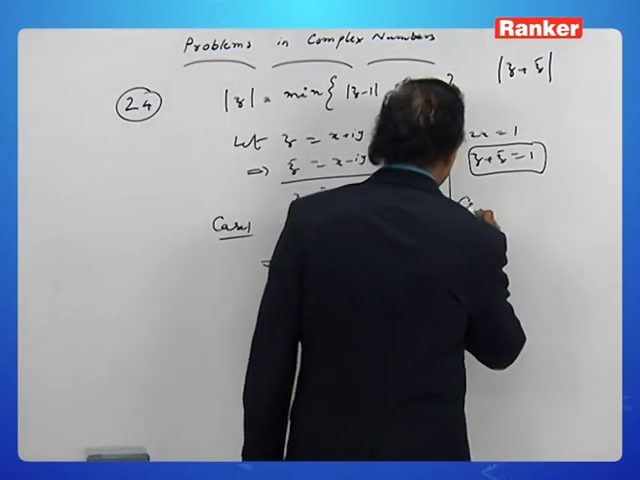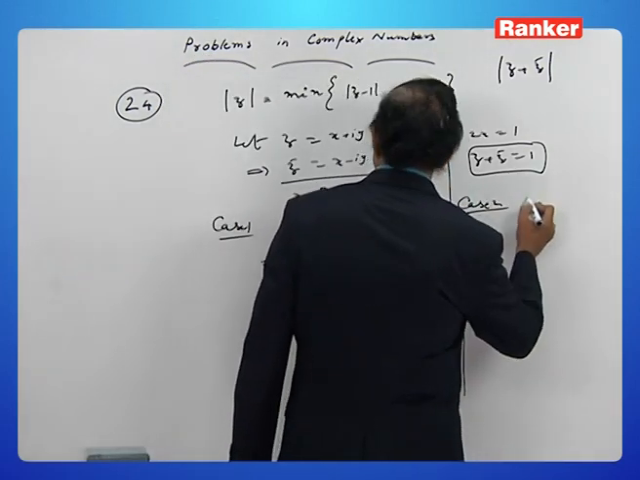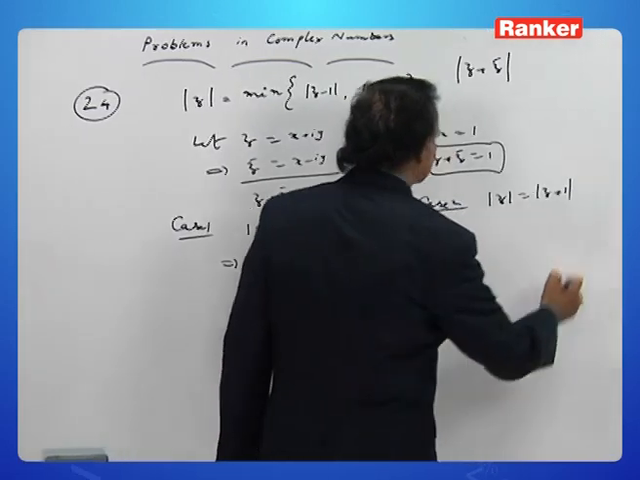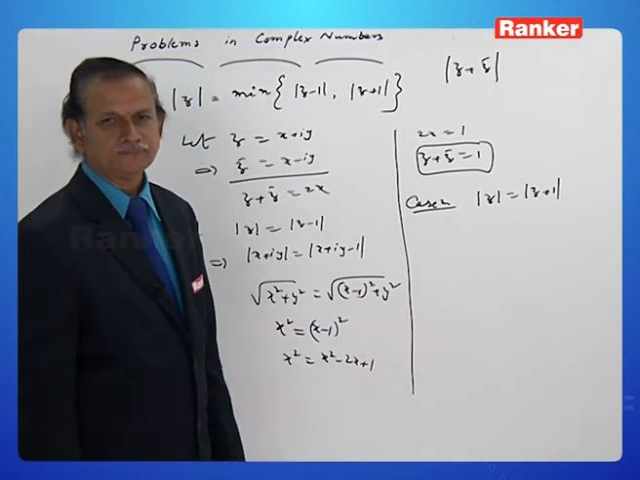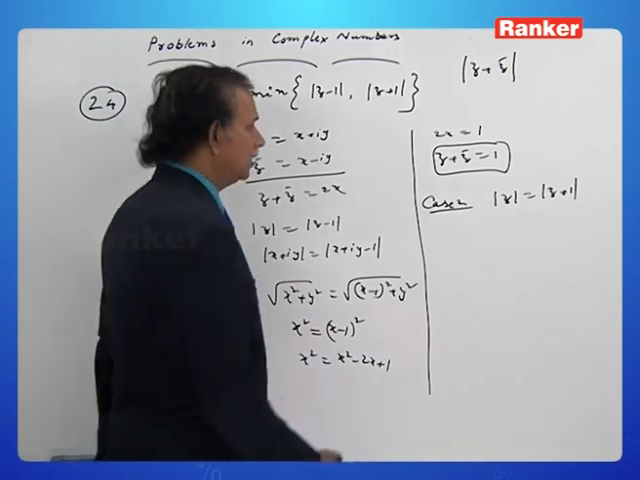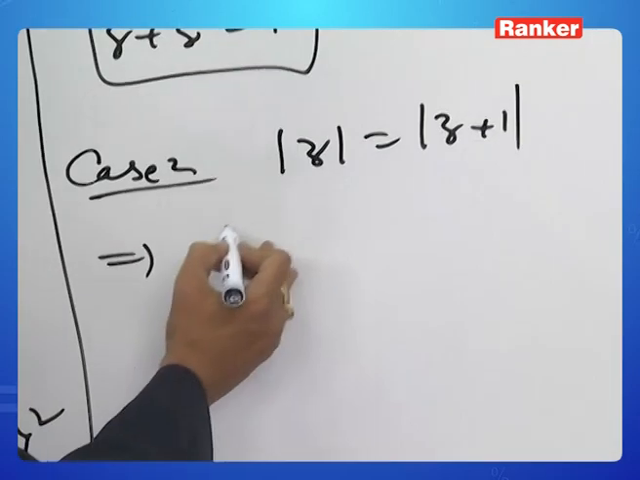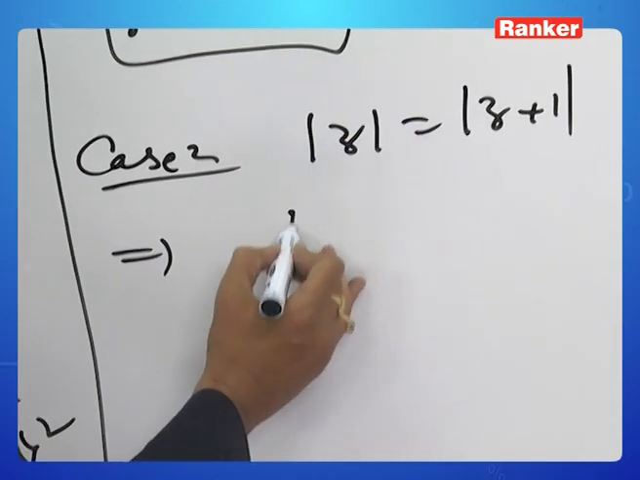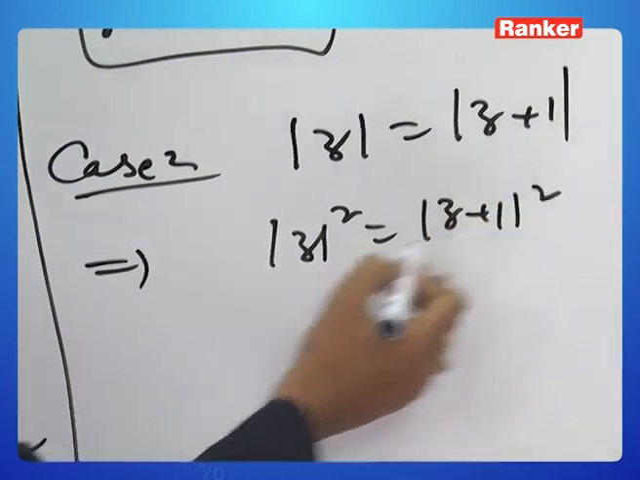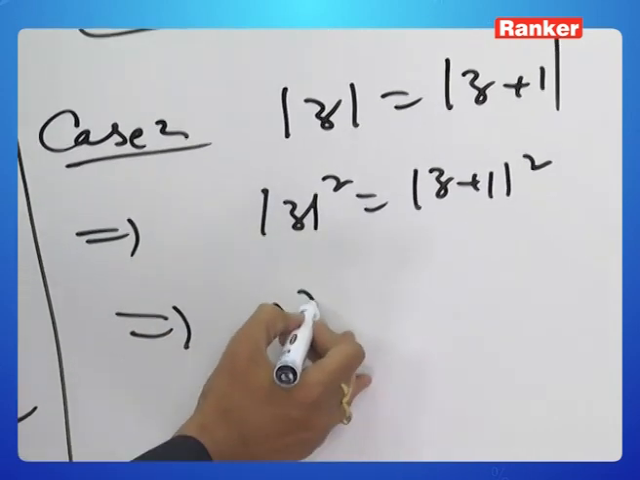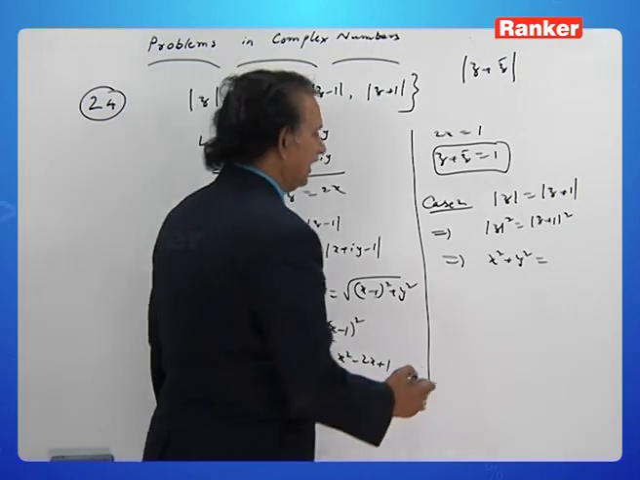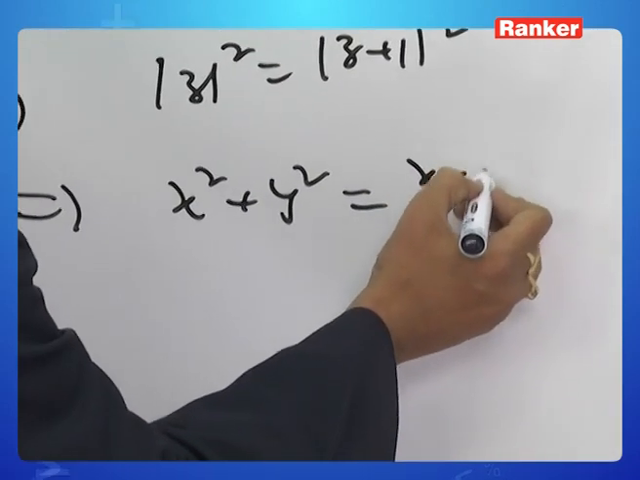What is the second case? Case 2. Mod z is equal to mod z plus 1. In this case, we can observe mod z square is equal to mod z plus 1 square. What is mod z square? X square plus y square. What is z plus 1 whole square? X plus 1 whole square plus y square.